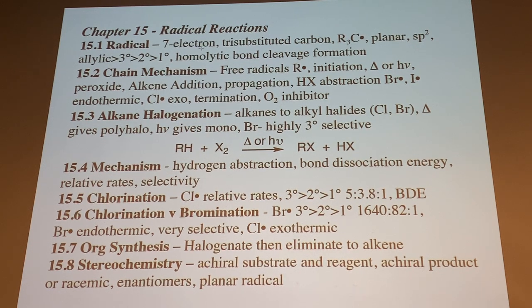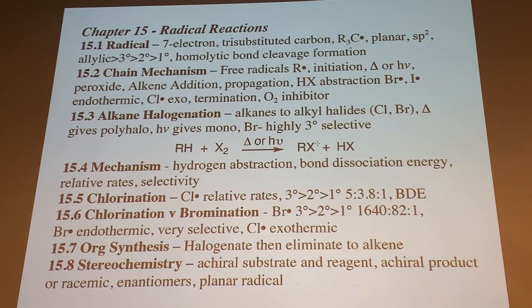We'll talk about radicals and what they are, 7 electrons, the dot here, they're neutral, whatever, and how stable they are, the different types there. And then we'll talk about alkane halogenation here. So we'll take alkanes, treat them with bromine or chlorine with heat or light, and make the alkyl halide.